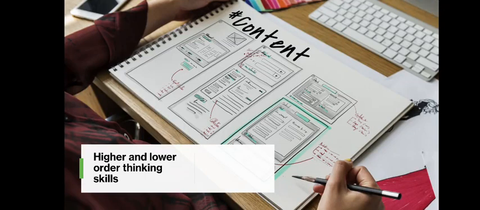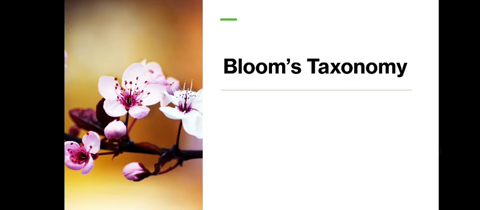Higher and lower order thinking skills. Bloom's taxonomy can help you contextualize the level of thinking skills involved with your goals and offers many example active verbs that can help you write your goals.